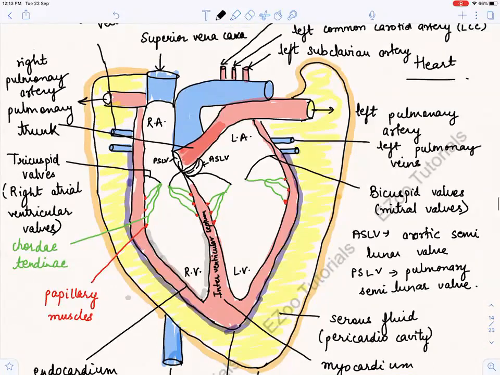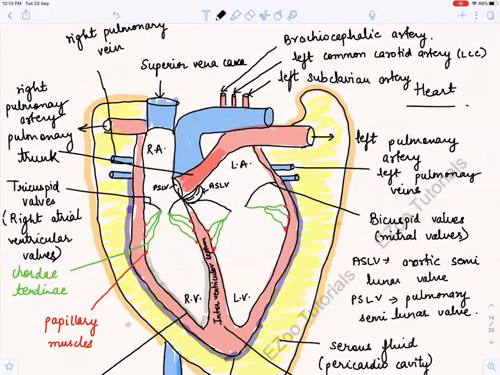So this is basically the structure of the heart. And now we are going to see about each and everything. One thing in drawing, I forgot to tell you: there is this scar-like structure. This is the fossa ovalis. It is actually a scar or a depression in the right atrium of the heart.